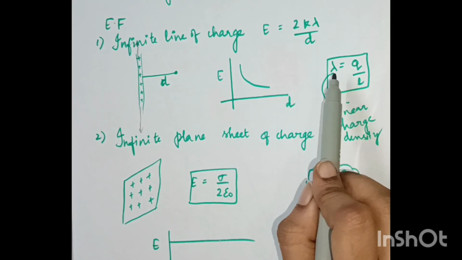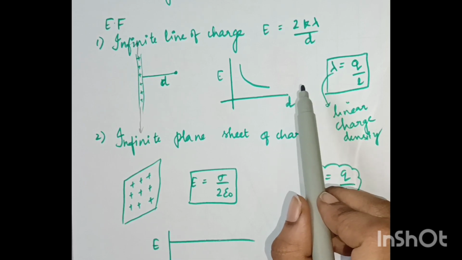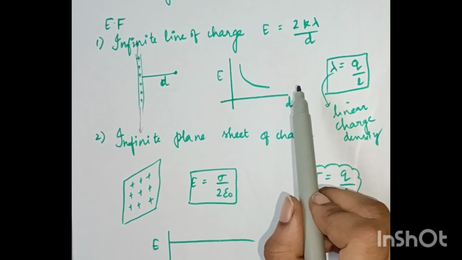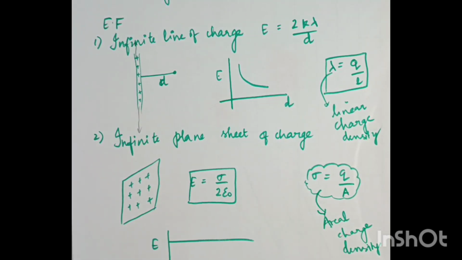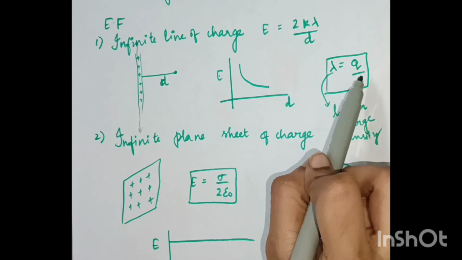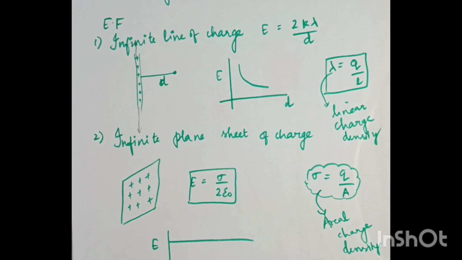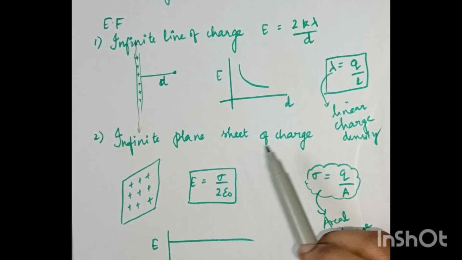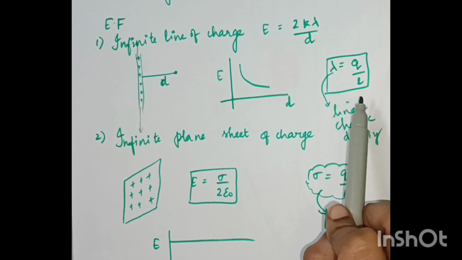And what is lambda here? Yes, we should talk about the lambda also. It is linear charge density. So we already know density equals mass by volume. That is volume density. If we want linear charge density, then we have to take Q by L. If we want areal charge density, then we write Q by A. If we want volumetric, then Q by V. So that is what lambda actually is. So lambda here means linear charge density. So please note that it is Q by L.